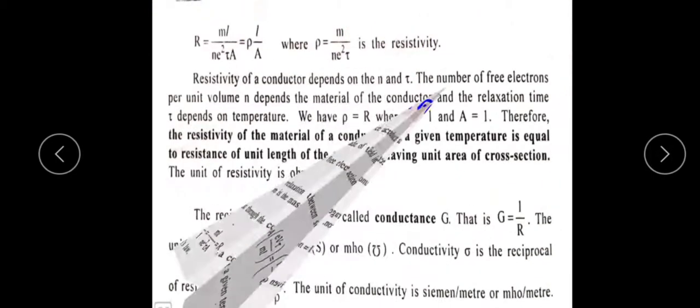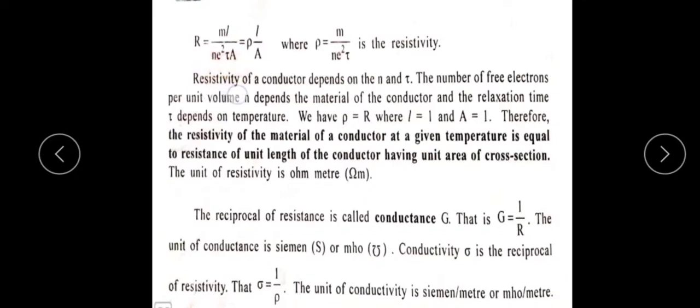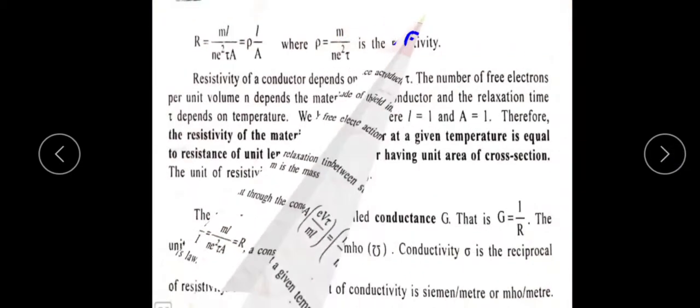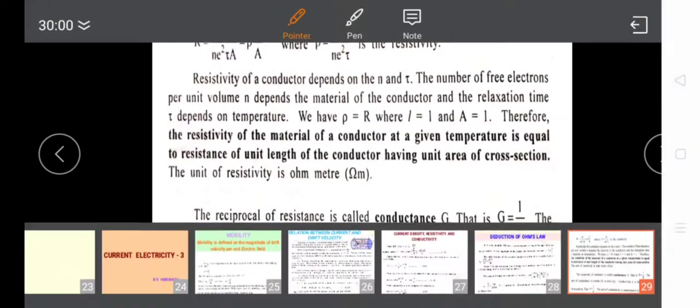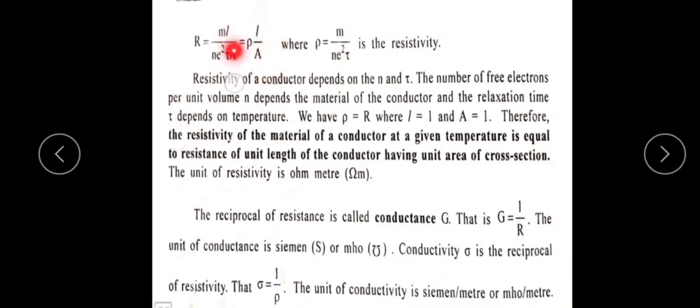Or you can extend it. If you extend like this, then R is equal to mL divided by n e square tau A. Then L by A keep as it is, and the remaining m divided by n e square tau is considered as a constant, that is rho, where rho is equal to m divided by n e square tau. It is called resistivity.